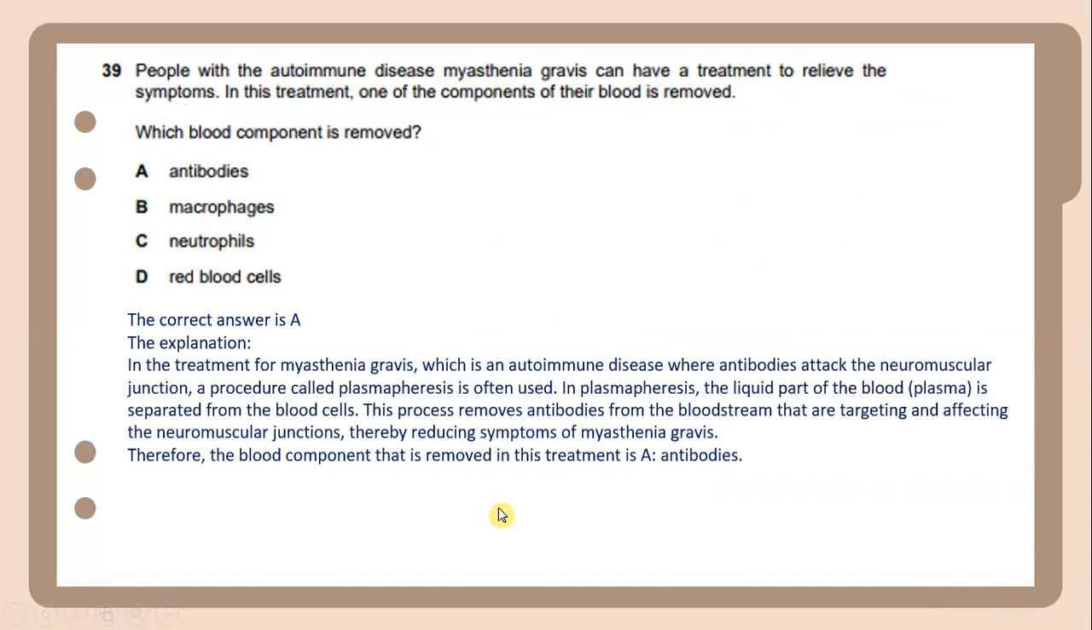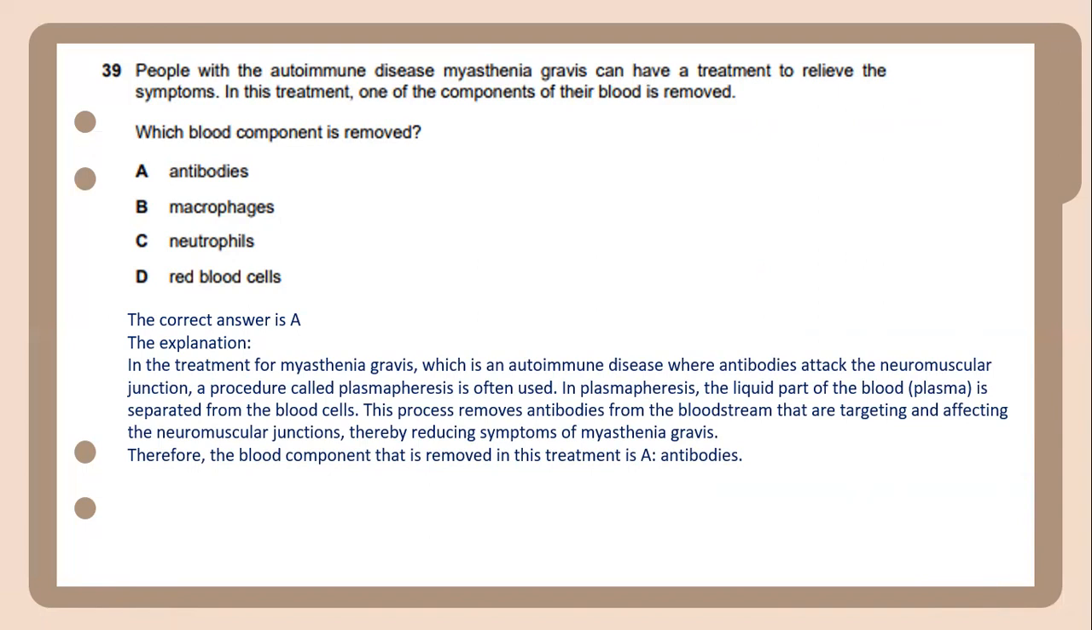And number 39, people with the autoimmune disease myasthenia gravis can have a treatment to relieve the symptom. In this treatment, one of the components of their blood is removed. Which blood component is removed?